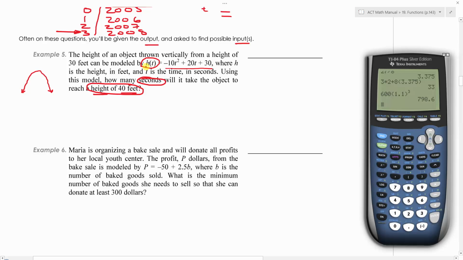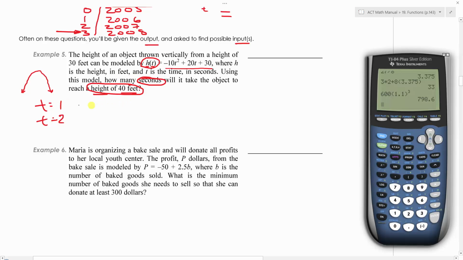What this says is that your height is a function of the time that you have thrown the object, and t would be the time after throwing it. So t equals 1 would be 1 second after throwing, t equals 2 would be 2 seconds after throwing, and the height of the object will depend upon the number of seconds after throwing.